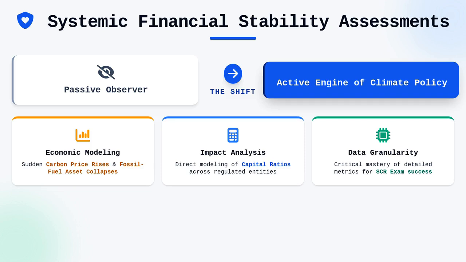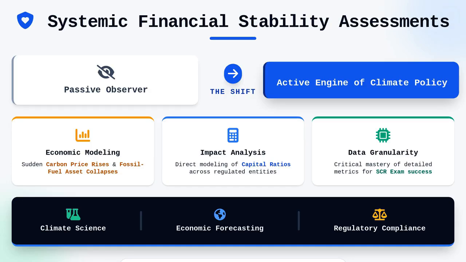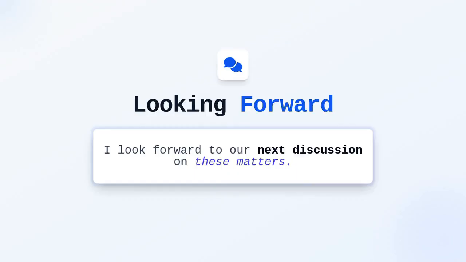As we track these trends, you will notice that the objective is not to penalize firms, but to ensure they have the internal processes to measure and mitigate these risks accurately. It is a systematic redesign of risk management where climate science, economic forecasting, and regulatory compliance become inseparable pillars of the modern financial firm. I look forward to our next discussion on these matters.